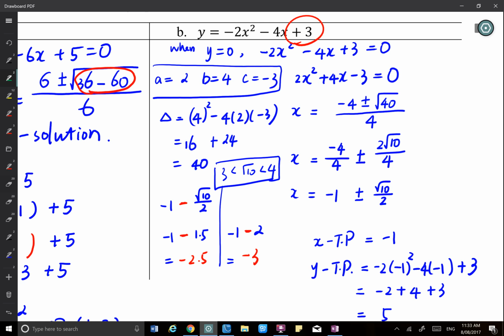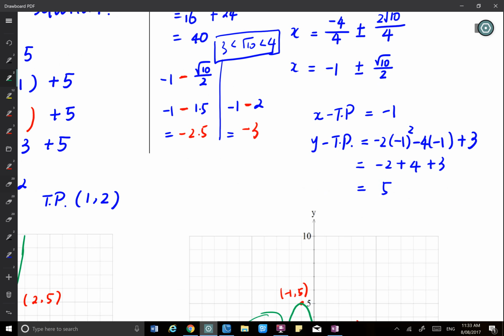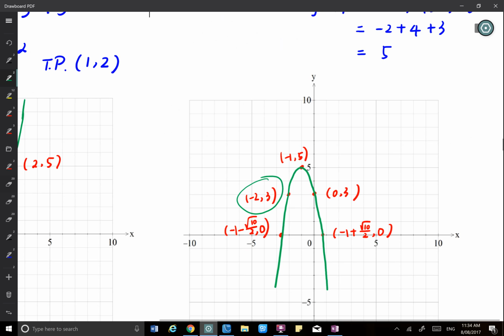Where are the 2 x-intercepts? We find that first. And where's the middle? We can find the middle quite easily by seeing this form. It's -1 plus a number, and -1 subtract a number. Then -1 must be the middle. It's quite easy to find where the middle is. And then we find the x value of the turning point, the y value of the turning point, and we label the y-intercept on that.